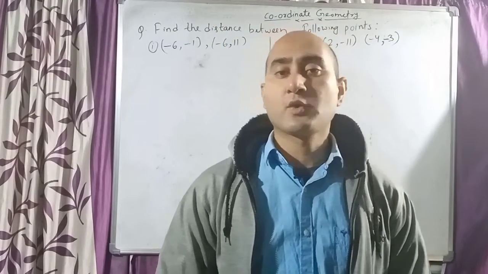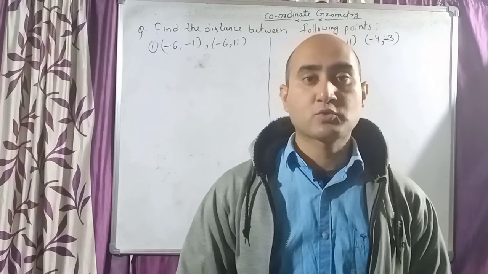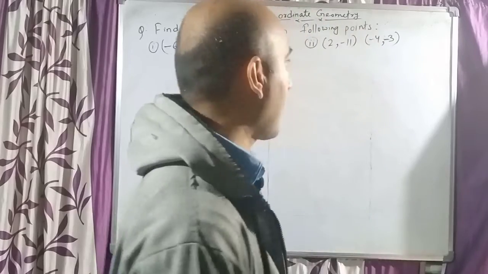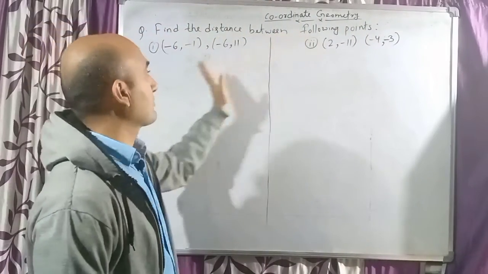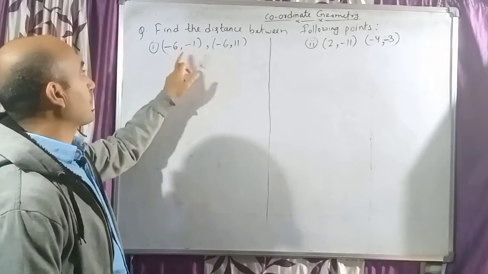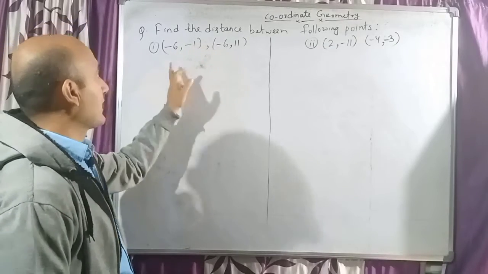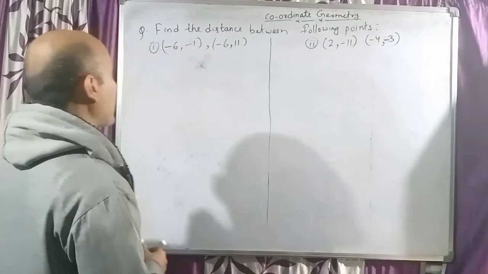So children, we have been learning coordinate geometry distance formula. So let us do some more questions today related to this chapter. Here I have two questions children. I have to find the distance between the following points. So there are one pair of point A, point B. First point, second point. You have to find distance between these 2 points. Same thing here. So let me first start here.